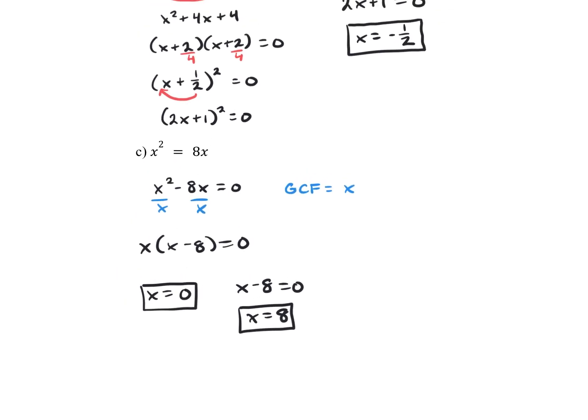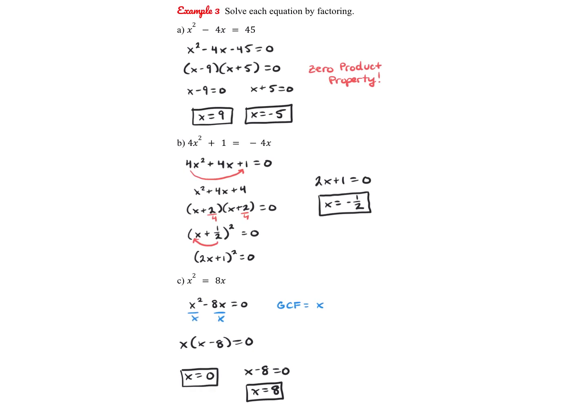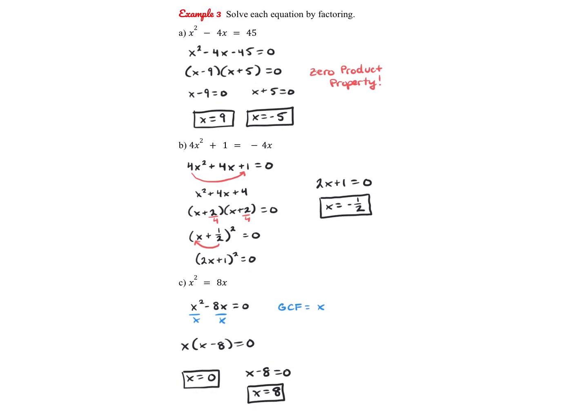And just remember, it's totally fine for one of your solutions to be 8 or 0. Please don't lose that factor. If you lose this factor, you lose an answer. So there you go. That's how we're going to be solving by factoring. And again, if the equation is factorable, I would definitely pick this method before any other method.